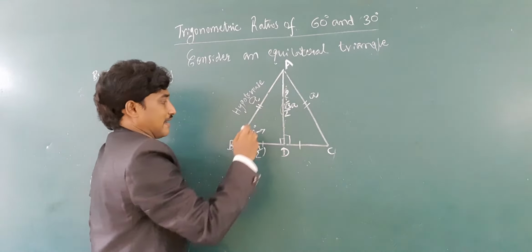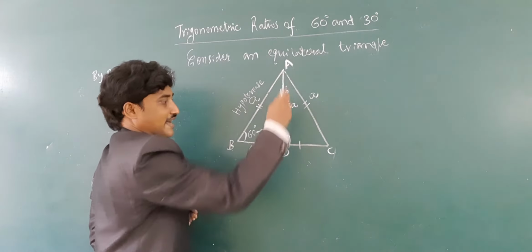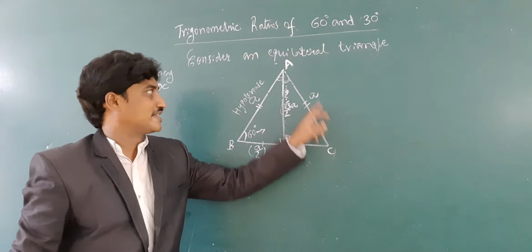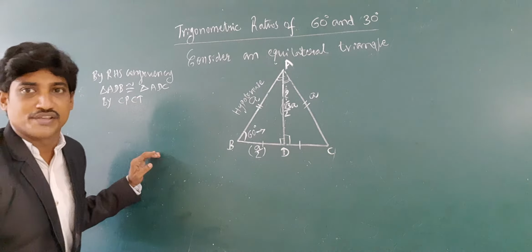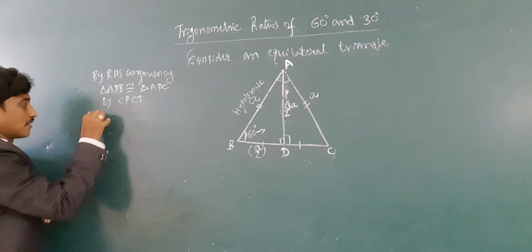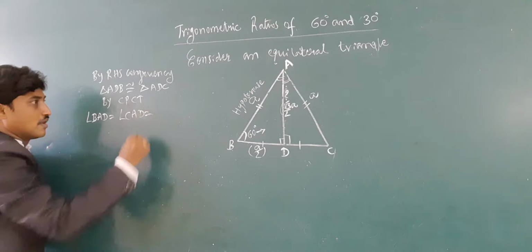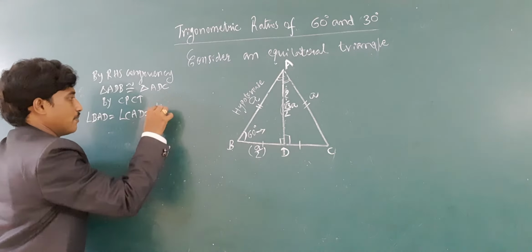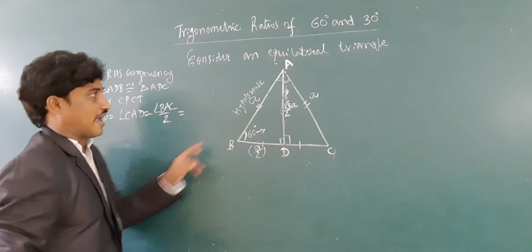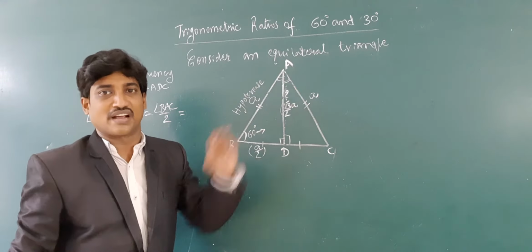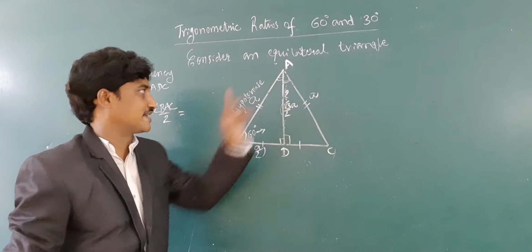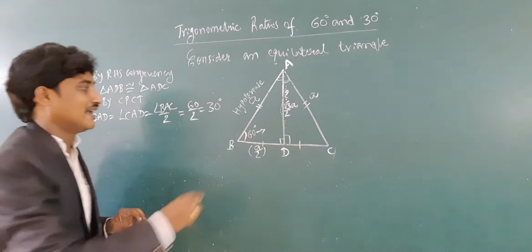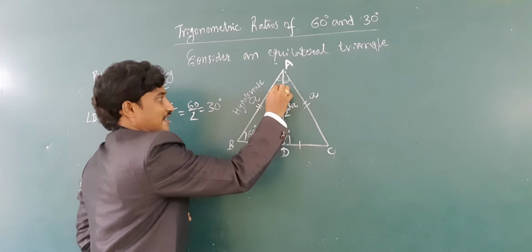angle BAD and angle CAD both should be equal. Angle BAD is equal to angle CAD, which is equal to angle BAC by 2. Here angle BAC is 60 degree. Each angle in equilateral triangle is 60 degree, 60, 60, 60. So that 60 by 2 is nothing but 30 degree. So angle BAD is 30 degree.